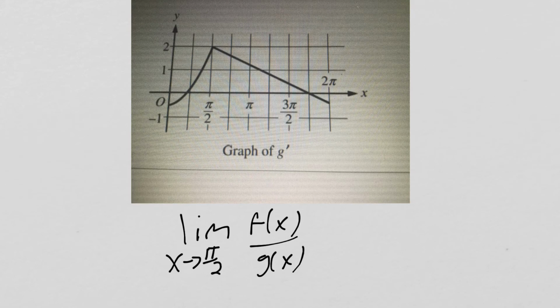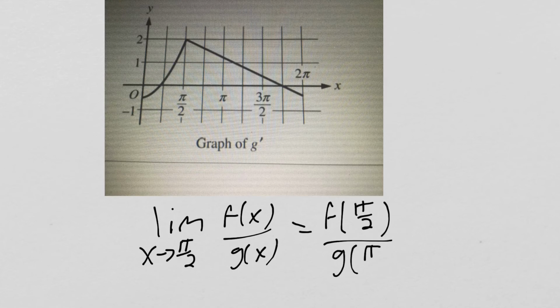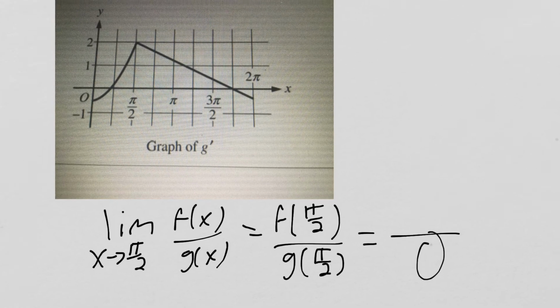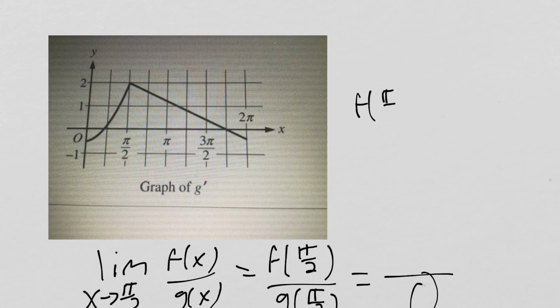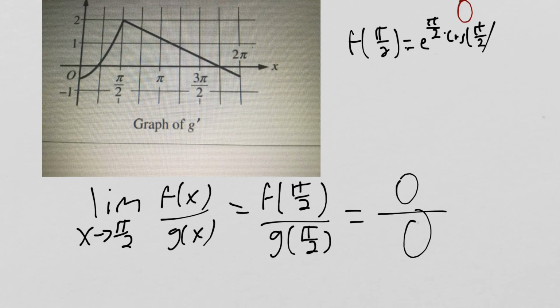So this part D is asking us to evaluate the limit as x approaches pi over 2 of f of x divided by g of x, where g of x is this function they gave us. The first thing we should always try to do with a limit is just plug straight in: f of pi over 2 over g of pi over 2. This problem gives us that g of pi over 2 is equal to 0. And we know that f of pi over 2 is 0 because f of x is e to the pi over 2 times cosine of pi over 2, and cosine of pi over 2 is equal to 0. So that's going to give us 0 over 0. And because g is differentiable, it's continuous, so we have L'Hopital's rule coming into play now.